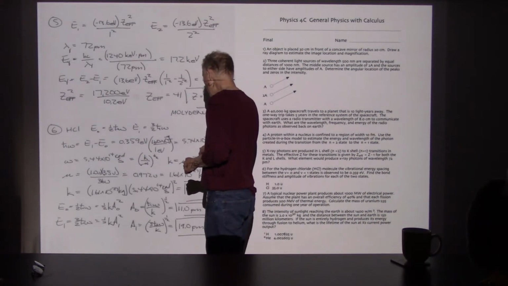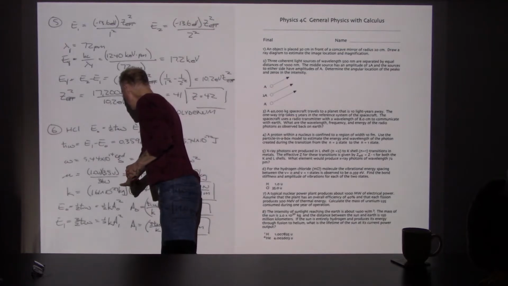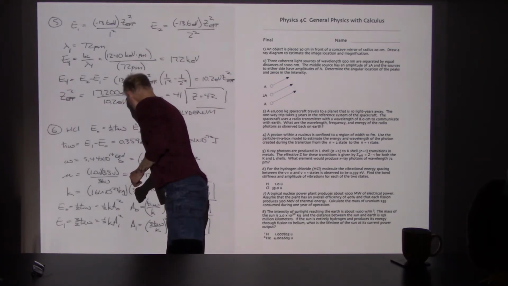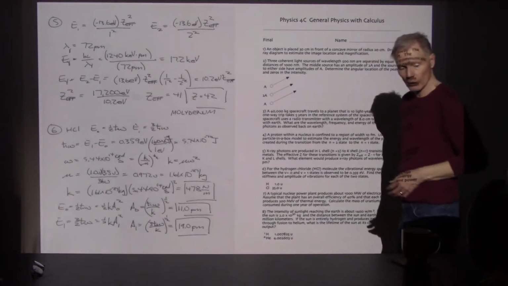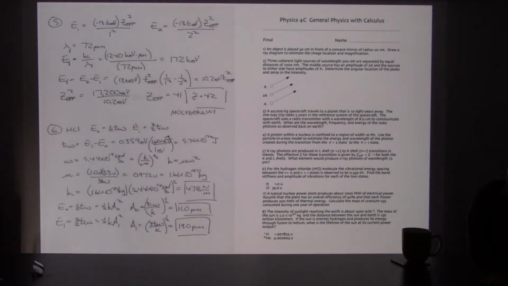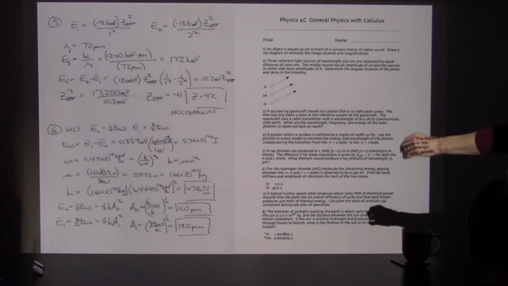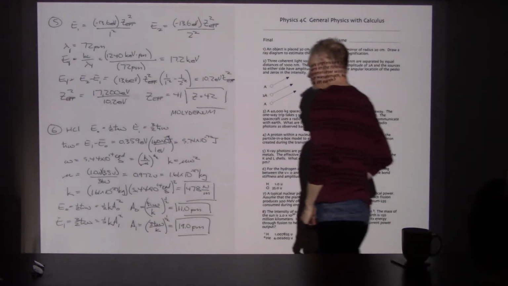So we've got the mu, we've got the omega. Plug those together, and everything in standard units now, as if it were a macroscopic object, and we're ending up with 478 newtons per meter. So that's a pretty good stiffness for this little tiny hydrogen chloride molecule. Okay, so it's not hydrochloric acid, it's not in solution, it's just a vapor form, I guess, of a hydrogen chloride molecule that we're considering here.